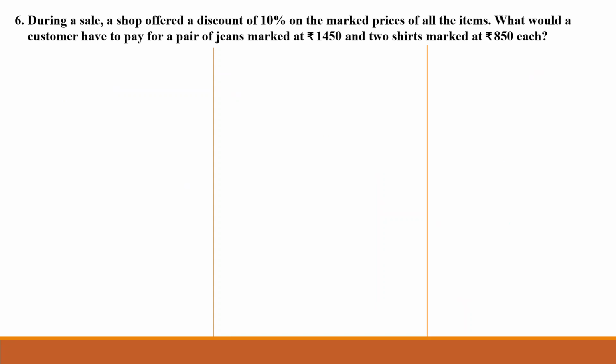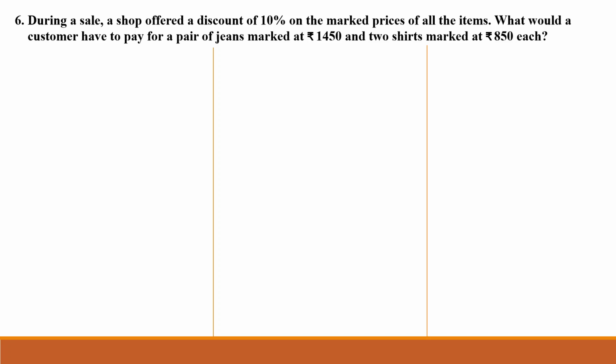During a sale, a shop offered a discount of 10% on the mark price of all the items. What would the customer have to pay for a pair of jeans marked at rupees 1450 and two shirts marked at rupees 850 each? So here the discount is the same for all the items in the sale. So it is not that we have to calculate the selling price of all the items separately.